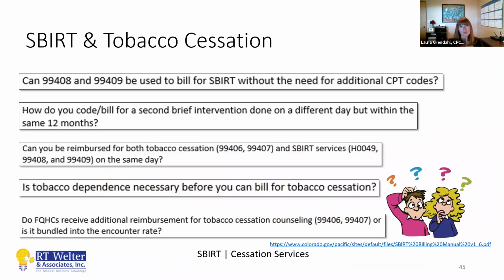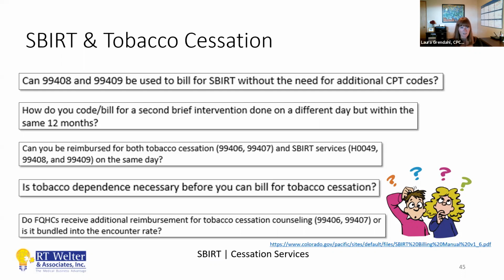Okay, so more on SBHC and tobacco cessation. Number one, can 99408 and 99409 be used for SBHC without the need for an additional CPT code? Absolutely. According to national coding guidelines, SBHC codes can be the primary or only code reported for the service. So if somebody's just coming in because we're dealing with substance use, we can absolutely just have that conversation, and then they can go on with their day.